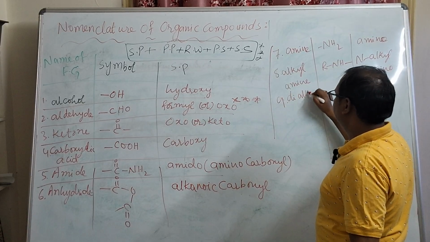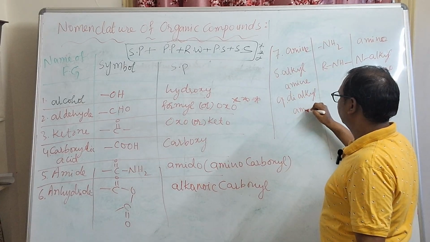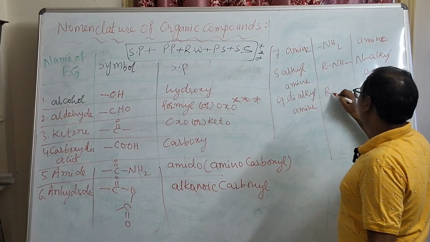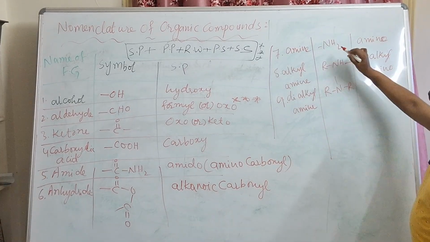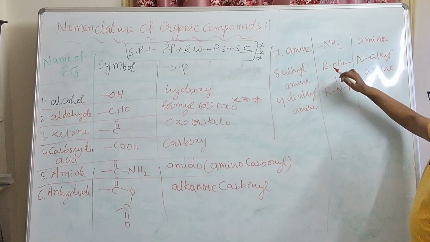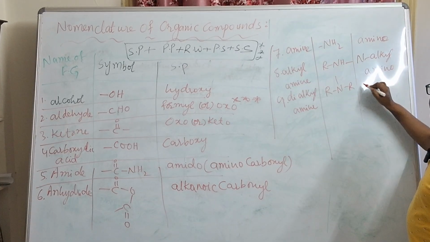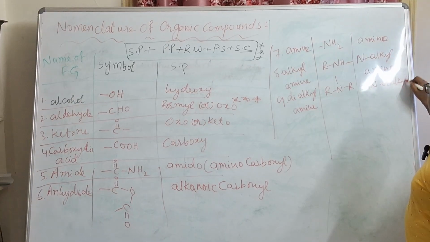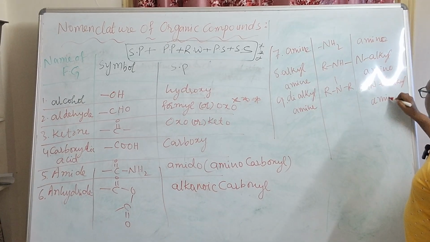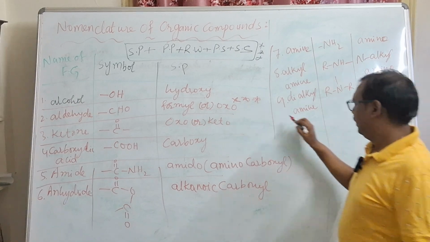The ninth one, dialkyl amine. RNR, you can see here. And instead of one hydrogen, two hydrogens are substituted by R. N comma N dialkyl amino. You can say that.